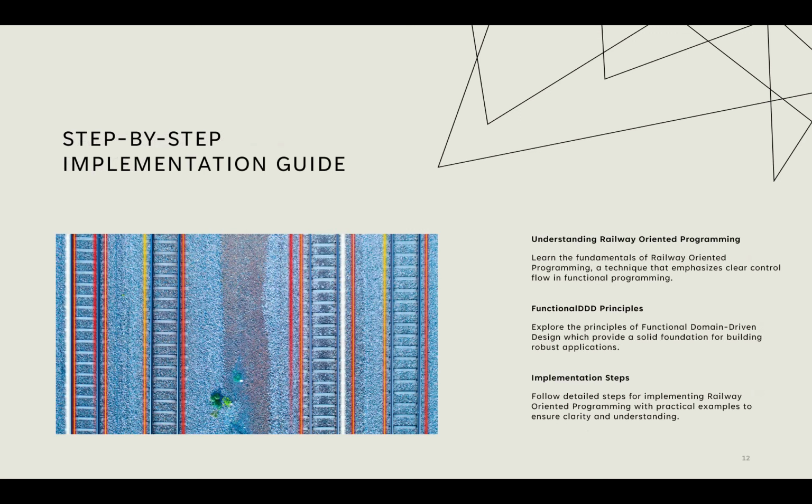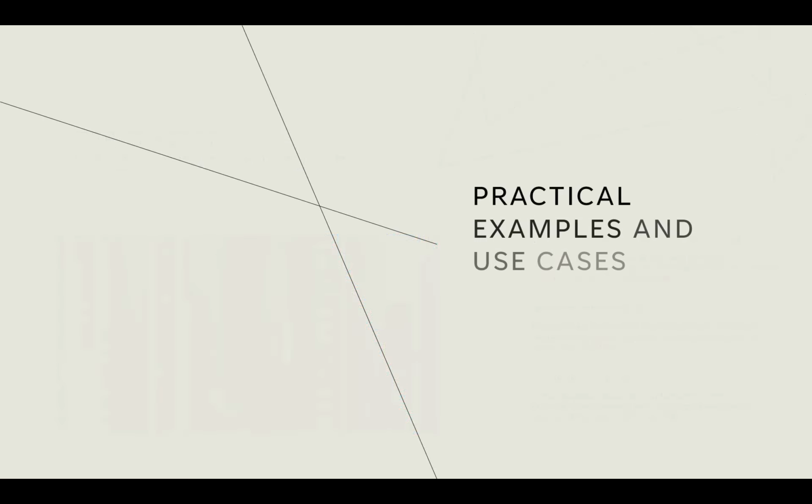This guide will walk you through the process of implementing railway-oriented programming using functional DDD step by step, ensuring clarity and understanding at each stage of the development. Now let's delve into some practical examples that illustrate the application of railway-oriented programming using functional DDD in scenarios showcasing its power and flexibility.